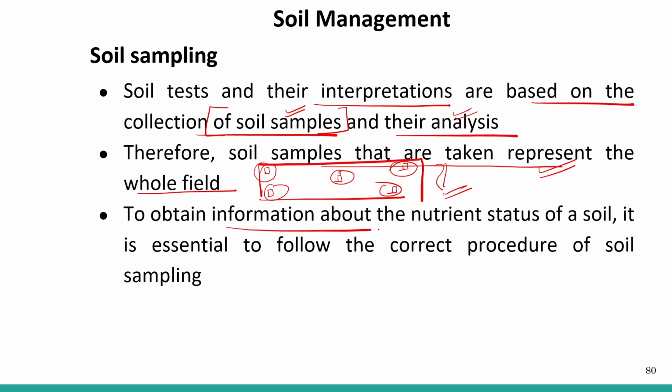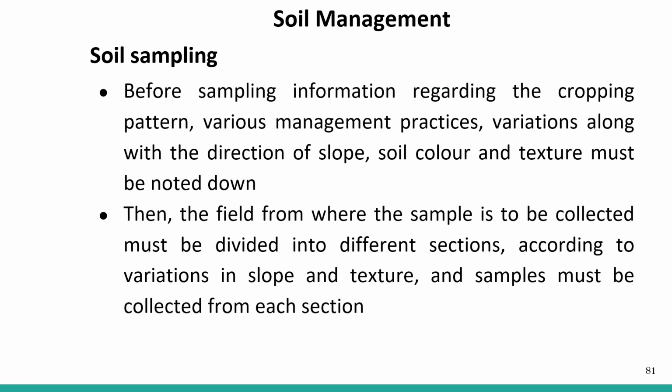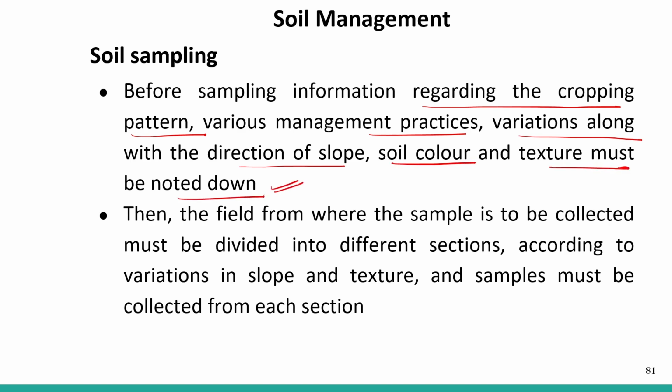To obtain the information about the nutrient status of the soil, it is essential to follow the correct procedure of soil sampling. So to obtain the information about the nutrient status of the soil, it is very, very important, and for that, we must go for soil sampling. Before sampling, information regarding the cropping pattern, various management practices, variations along with the direction of slope, soil color and texture must be noted down.